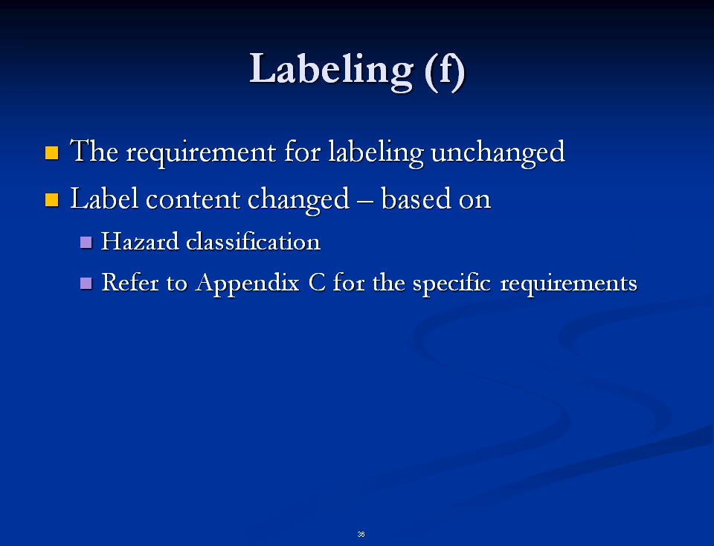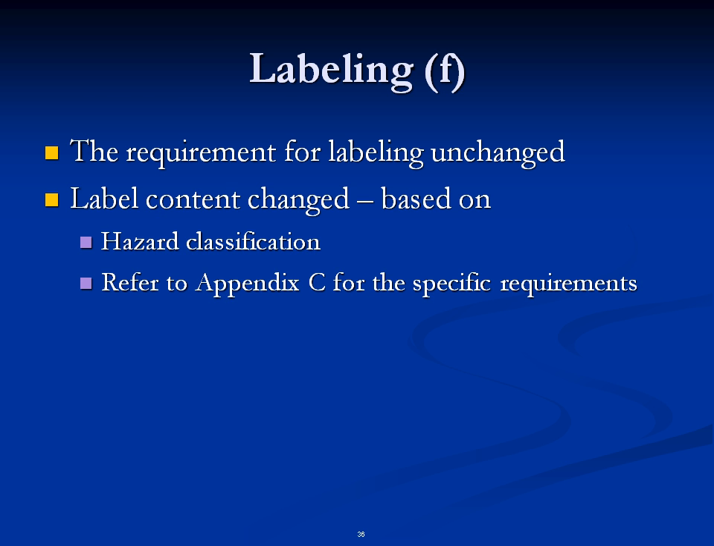So the next part of the standard is really talking about labeling, and that's the next step for you. Once you've classified your product, now you're going to determine the labeling. Some of you might say, well, gee, shouldn't you do the safety data sheet first? But really the safety data sheet is sort of the third step.